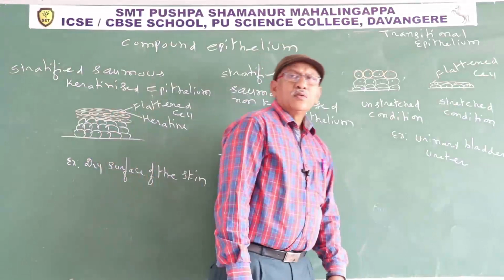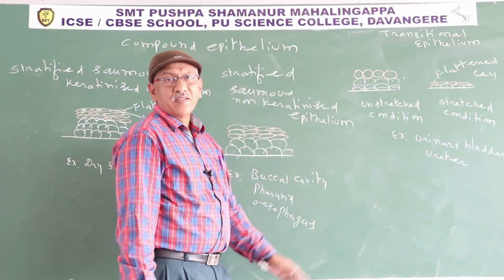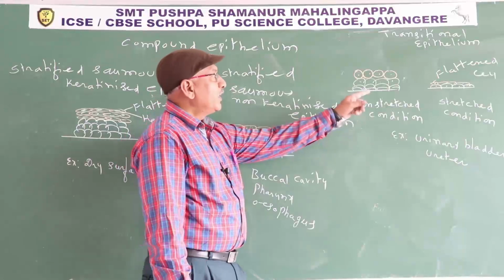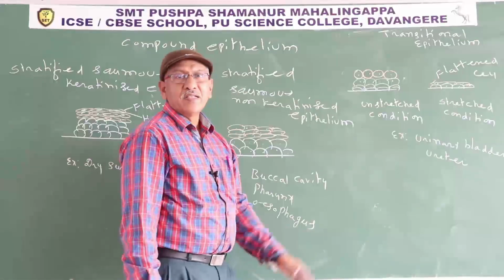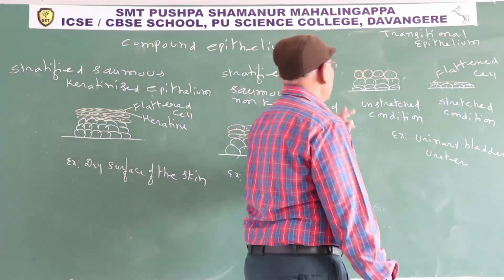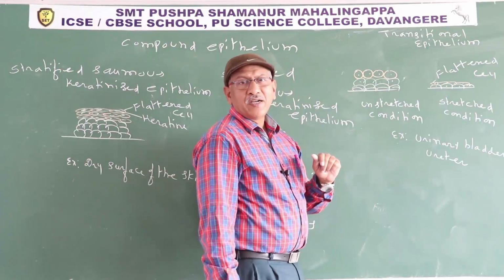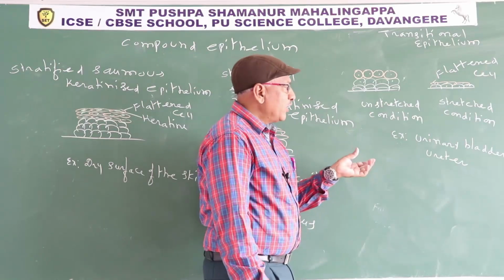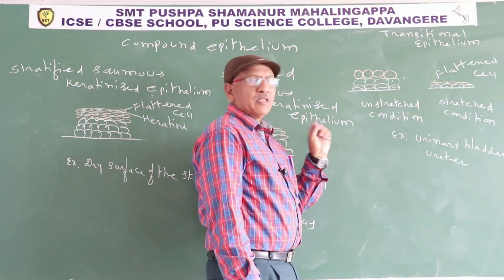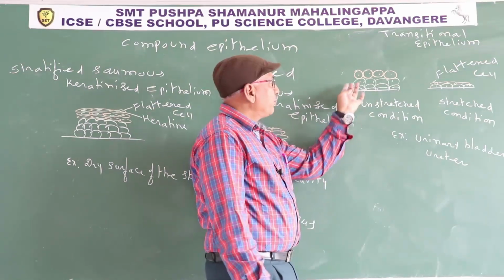Next, transitional epithelium. In unstretched condition, cells are arranged in 4 to 5 layers. In stretched condition, cells are arranged in 2 or 3 layers. It is located in the urinary bladder and ureter, whenever the urinary bladder is filled with urine and more urine is in the ureters.